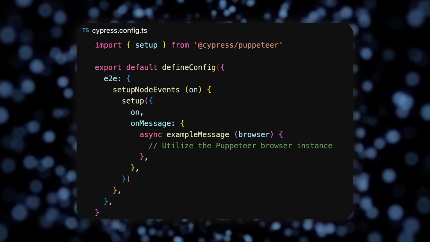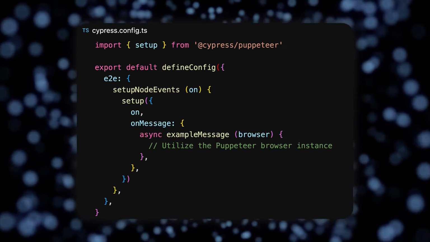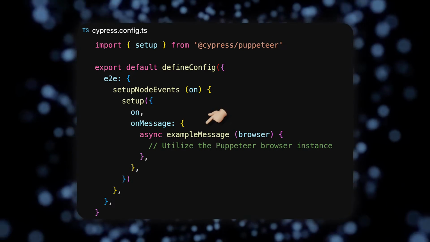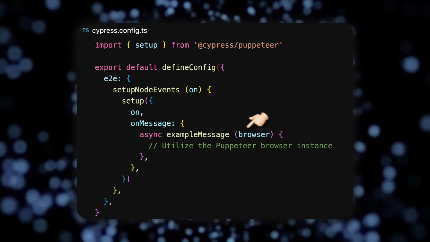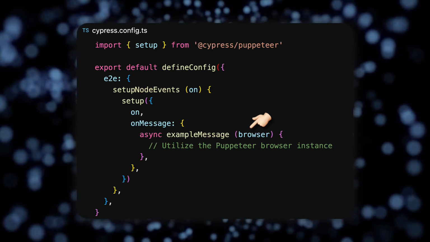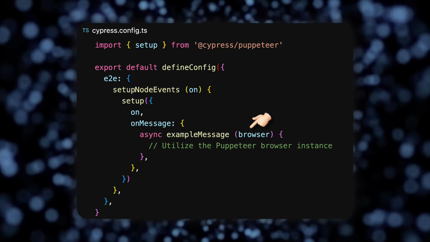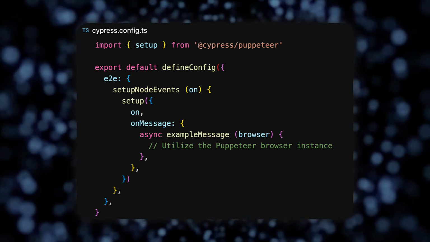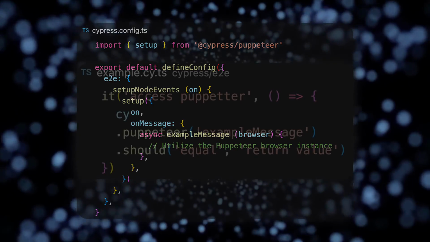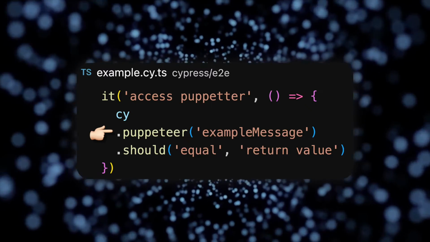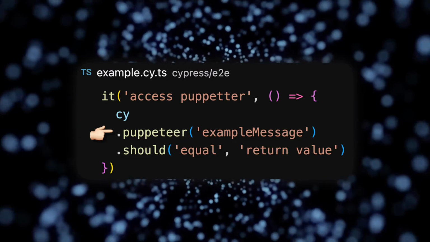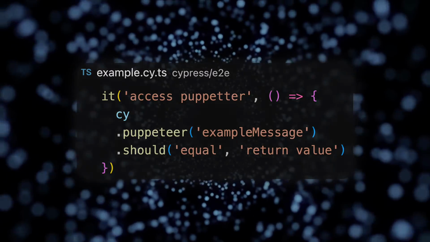We do that within cypress.config.ts, create a custom message handler, for example here example message, and when invoked, this will get passed a browser instance which is going to be a Puppeteer instance, allowing us complete control over any of the tabs and the browser processes that might be running within our test. To invoke the example message handler, we will use the cy.puppeteer method, which is provided by the cypress-puppeteer plugin that we installed in step 1.